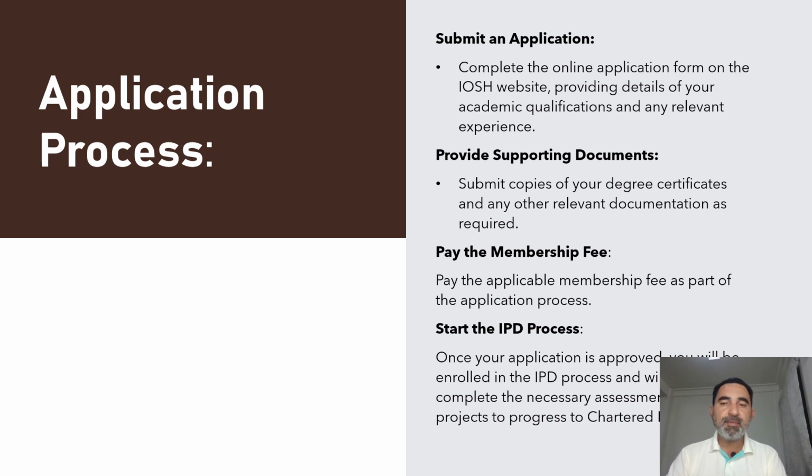Once the application is approved, you are enrolled in the IPD process. As I already mentioned, the IPD process is different for people whose path is the NEBOSH diploma or graduate degree, and for those doing NVQ, their path is different.